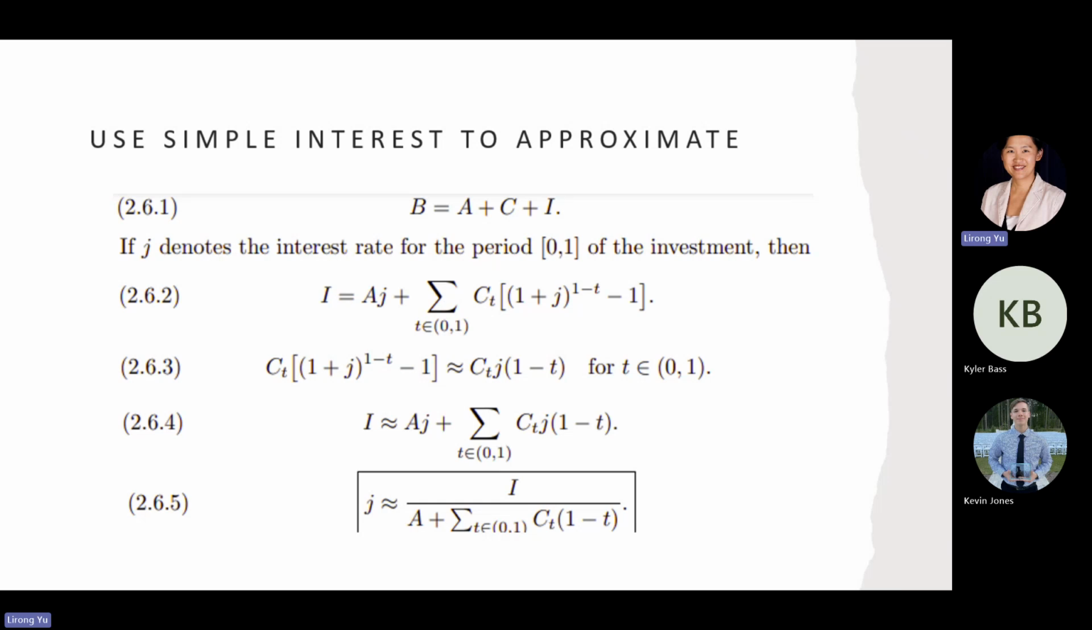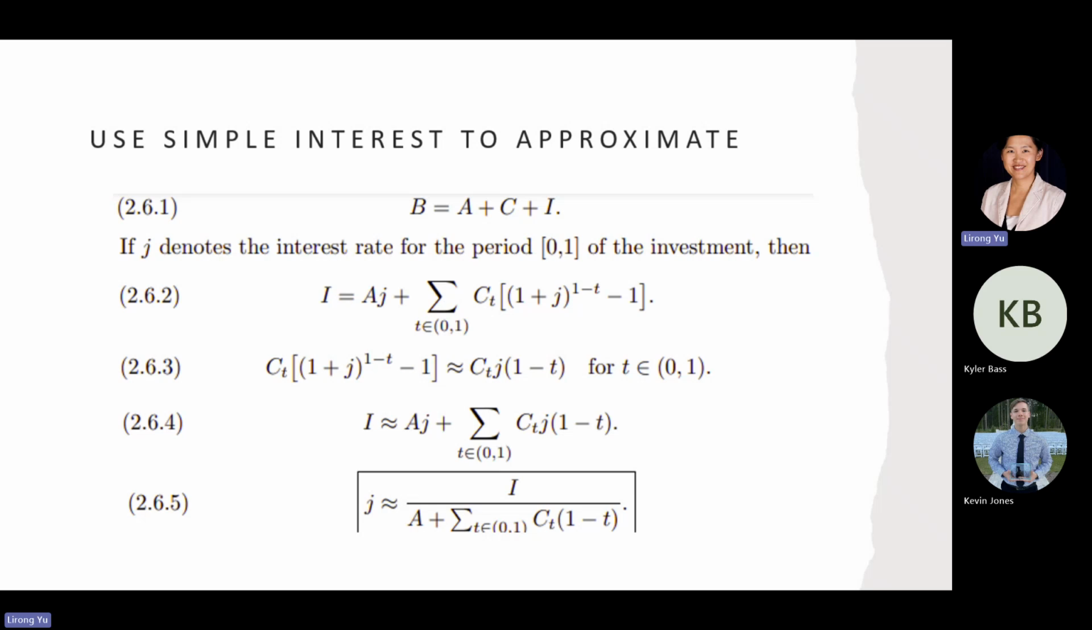That's the growth factor. But here we're not calculating the balance, we're calculating the interest. So the final balance is C_t times (1 plus j) to the 1 minus t power, but then you have to subtract 1 to find the interest rate. So in the bracket is the interest rate, and the interest rate multiplied by the contribution is the interest. Essentially the second formula, 2.6.2, is a way to calculate the total interest at the end of the whole year.